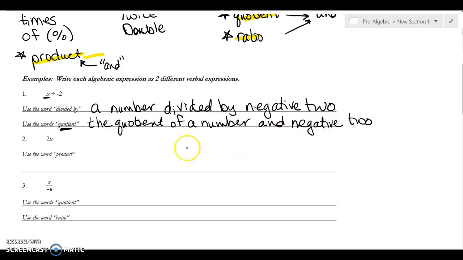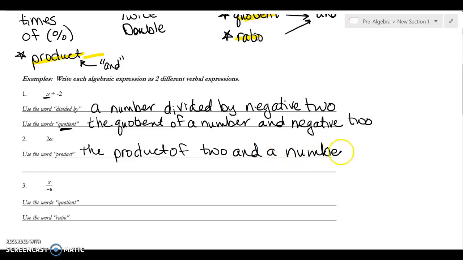All right, for the second one, number 2, this says 2 times x. If number's connected to a letter, you know it's a multiplication. So that's a times. So product is an and word, and it's a star, so it goes at the beginning. So the product of 2, because 2 came first, and a number. For product, the order doesn't really matter, but it's a good habit just to go in that order if you're supposed to, so that way you don't mess up on other ones.